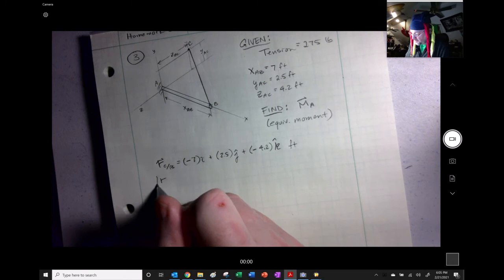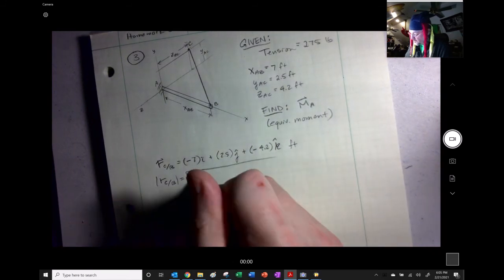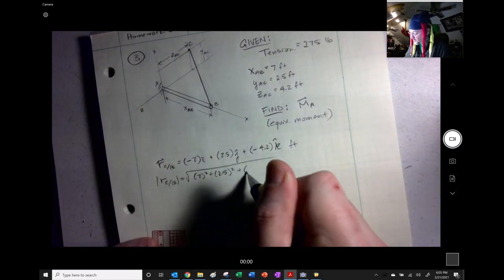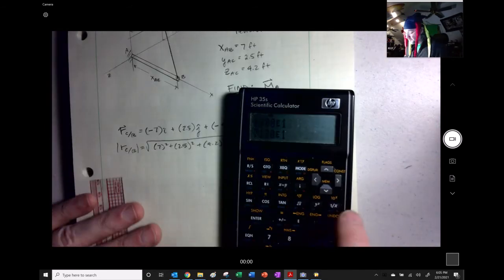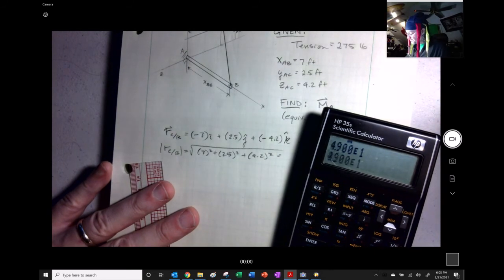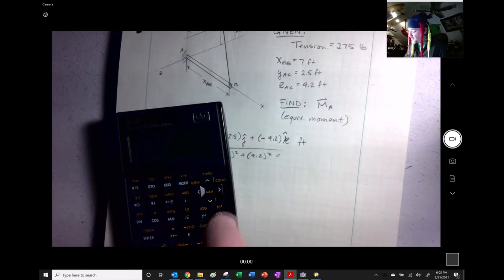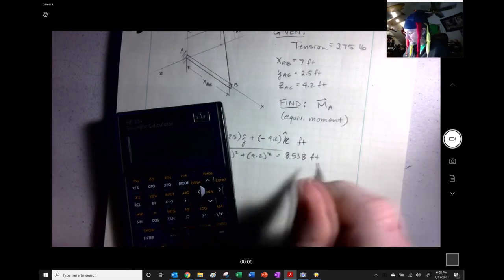The magnitude of this is needed: 7 squared plus 2.5 squared plus 4.2 squared. All right, so let's write that out. I'll put the calculator down, not because you're going to need this, but just if you happen to be watching this in real time. 8.538. You don't want to see it off camera, right? You want to look and see the original thing.